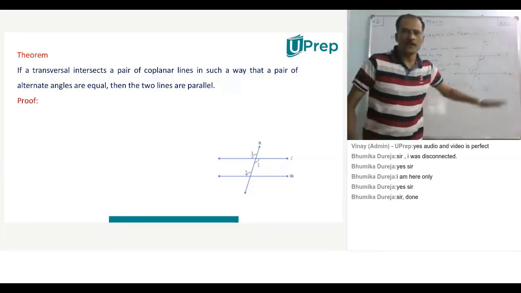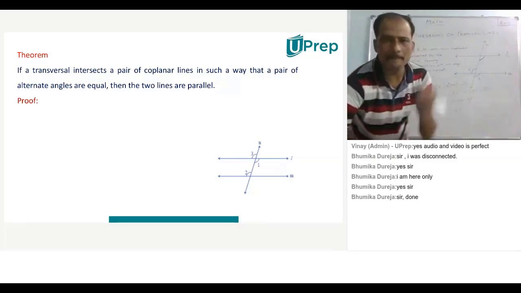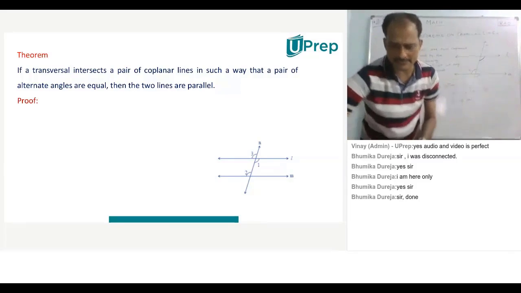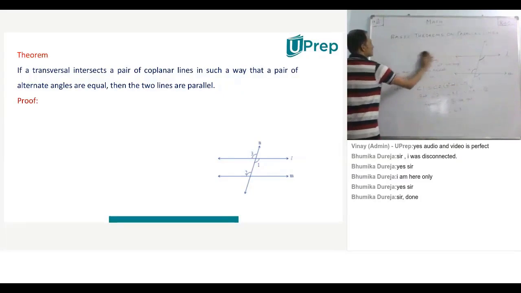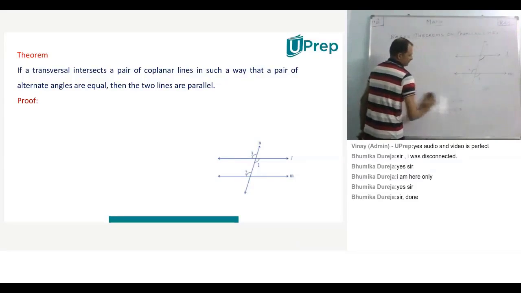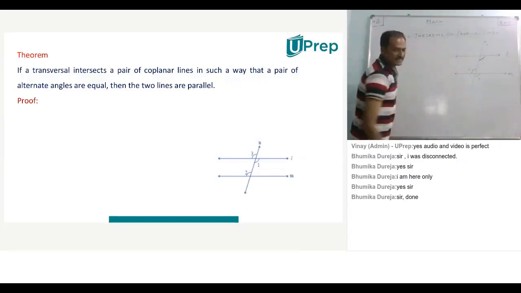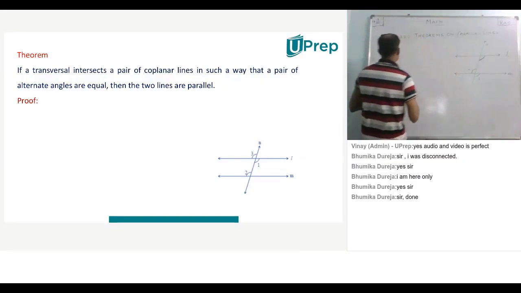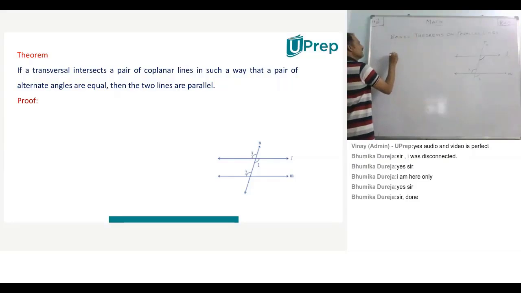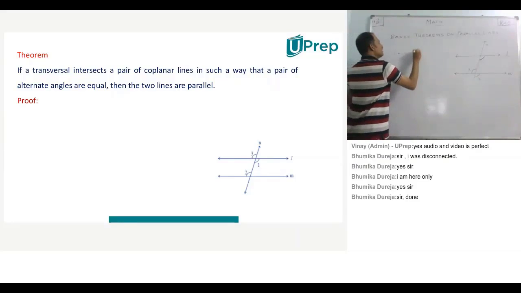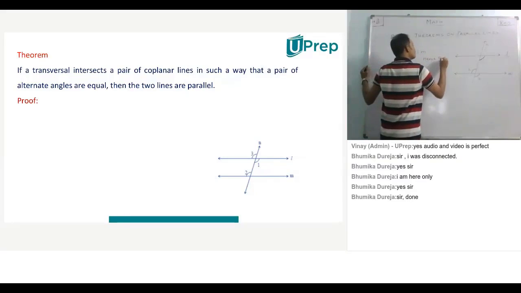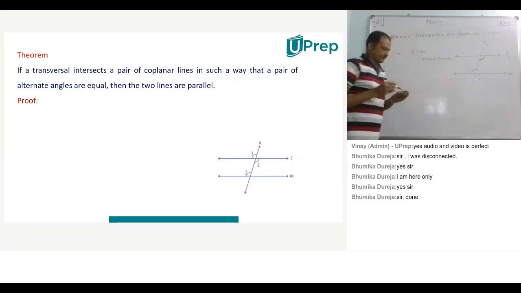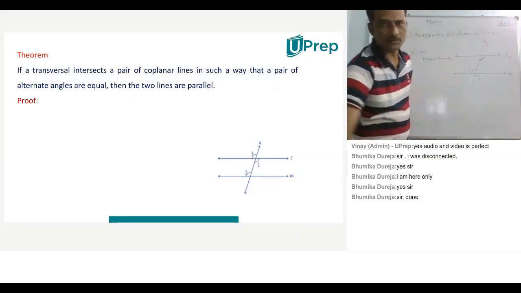Continuation of this, write down. But these are corresponding angles and they are equal. Hence, the lines are parallel. Next line: that is, L is parallel to M. Hence, proved.